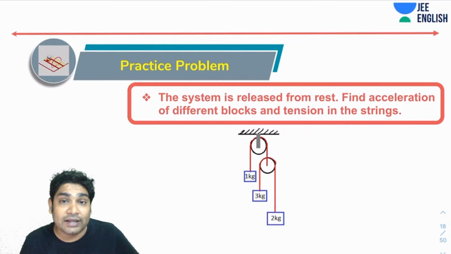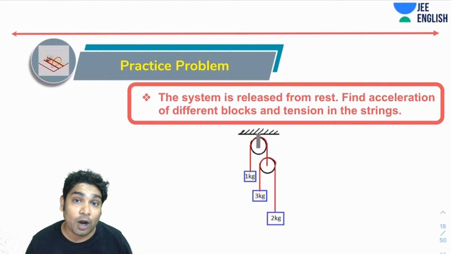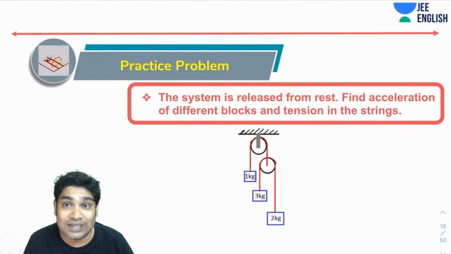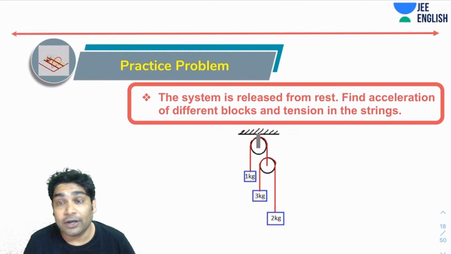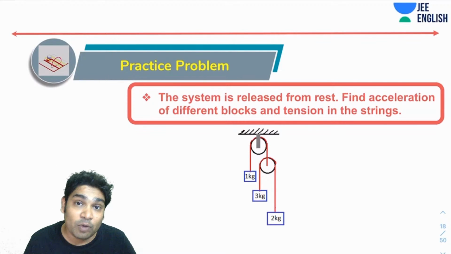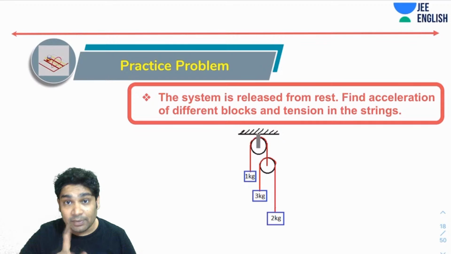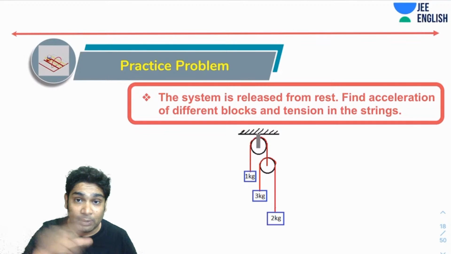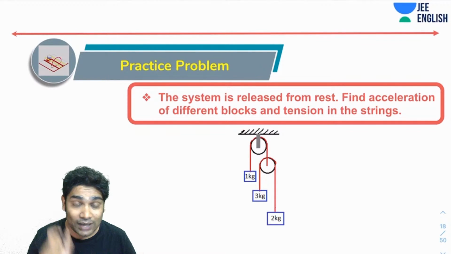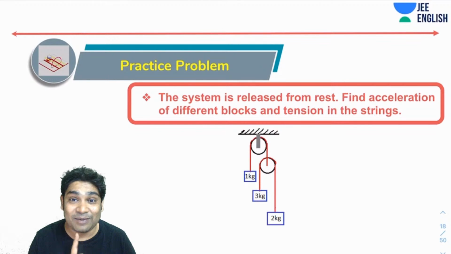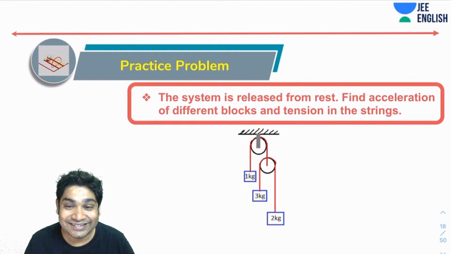Also let me tell you that in this case you cannot take the thing as one system. Why? Because different masses here are moving with different accelerations. You should remember when I told you that we can consider multiple masses into one single system as long as they are moving with the same acceleration.